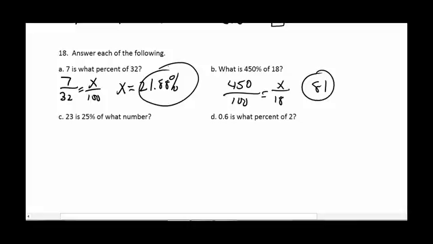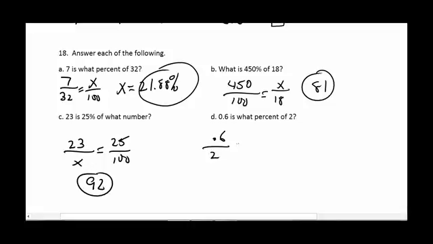23 is 25% of what number? So 23 over x is 25 over 100. Again, cross multiply and divide, so that gives us 92. And 0.6 is what percent of 2? Okay, so 0.6 times 100, divide that by 2, and I get 30%.